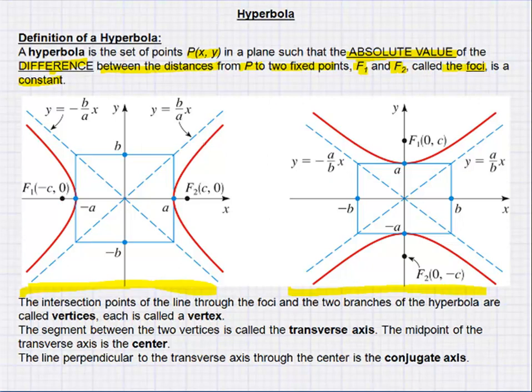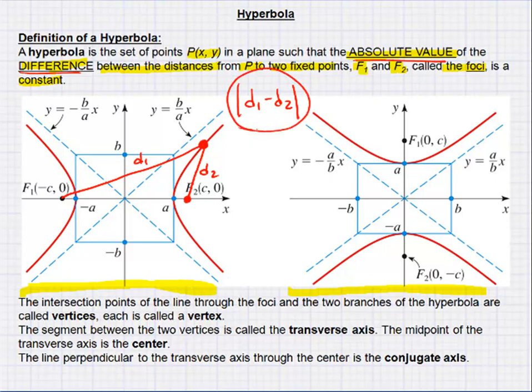Here is some random point on my hyperbola. That point is a certain distance away from the foci. This is one focus, and that would be one distance. This is another focus, and that would be another distance. Let's call this D1 and D2. So if I take the absolute value of the difference between the distances, so if I do D1 minus D2, and I take the absolute value of that, whatever value I get out of that whole thing should be the same regardless of what point I choose.